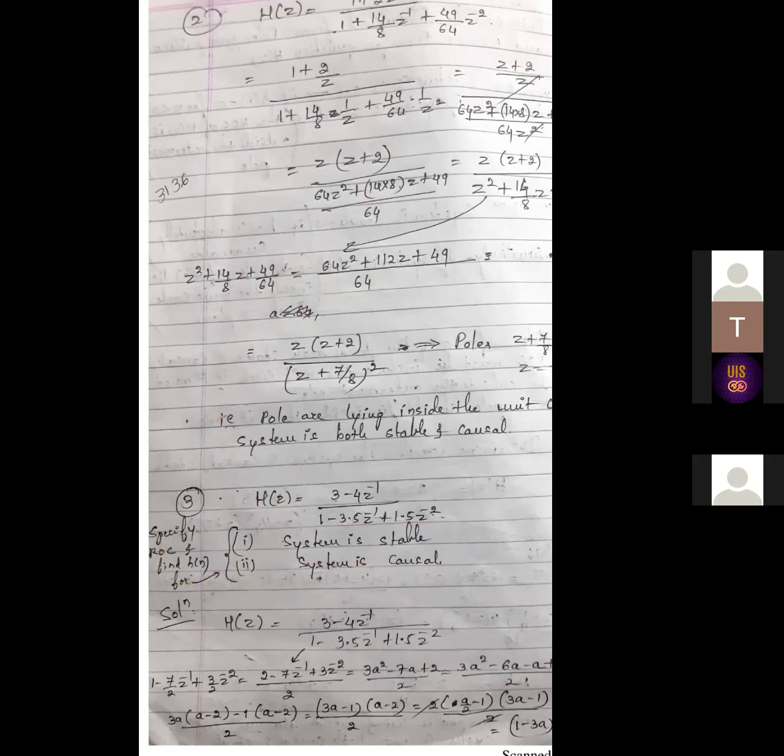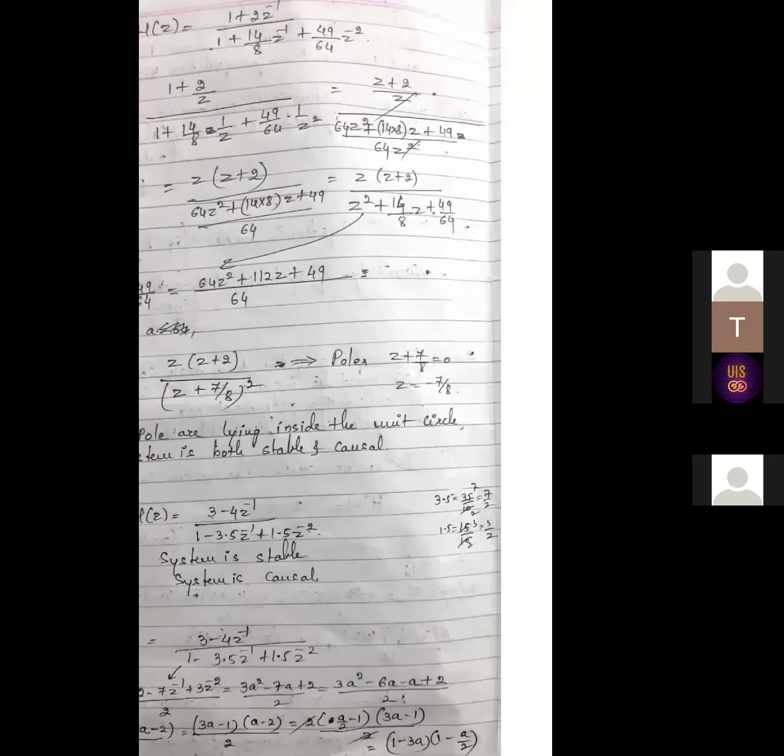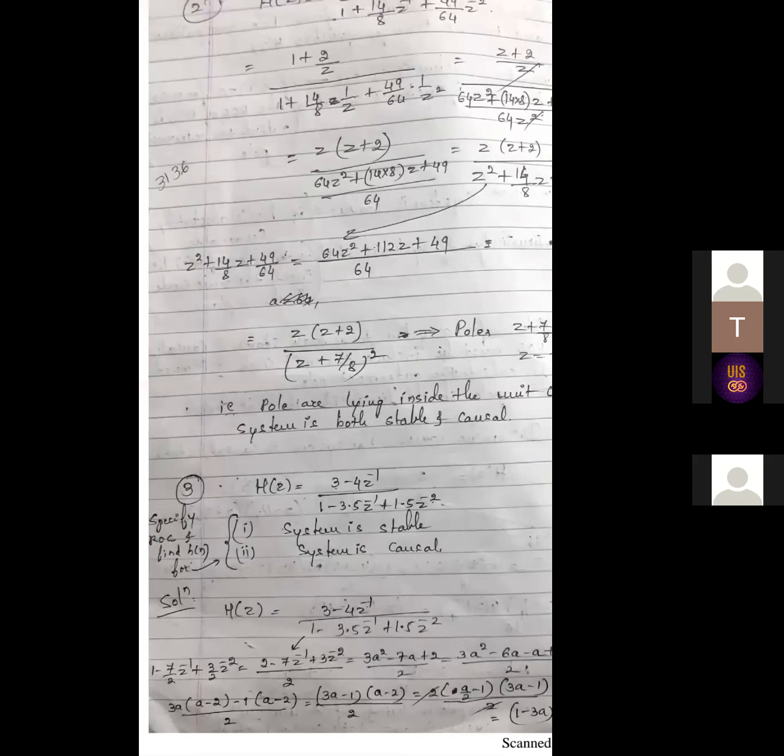First, 3.5 and 1.5 I have made like this: 35 by 10, 15 by 10, that is 7 by 2 and 3 by 2. Take the LCM, which is 2. After that, replace z inverse by some value a. If you multiply, you should get 3 into 6, that is 6, and if you add, you should get minus 7.